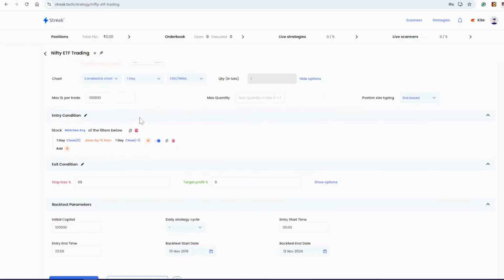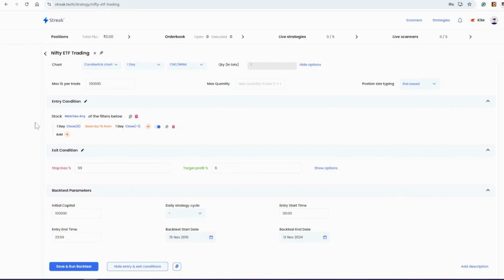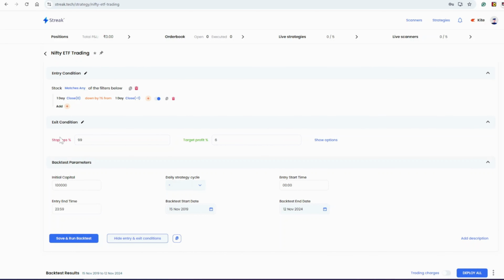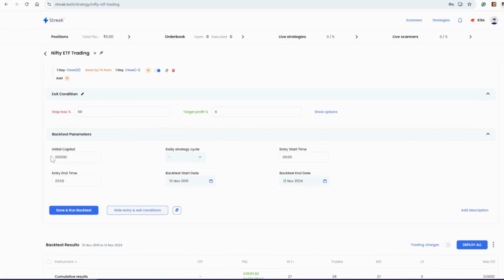Okay. Now what is the entry condition? The entry condition is that whenever Nifty 50 falls by 1%, we will be buying the ETF for 1 lakh. So for example, if Nifty falls by more than 1%, we will be putting all this 1 lakh into the Nifty 50. Okay. The stop loss is 99%. That means this stop loss will never hit because it will not go down by 99%, and because we will not be selling this ETF for a loss. The target profit is 6%.